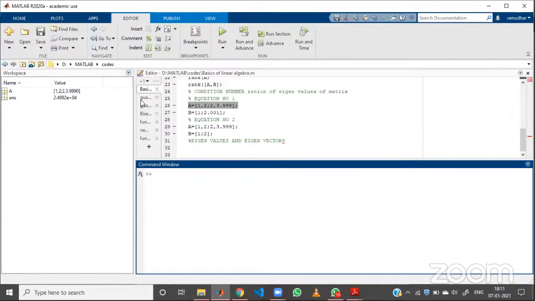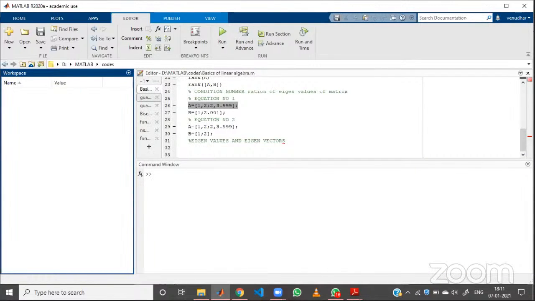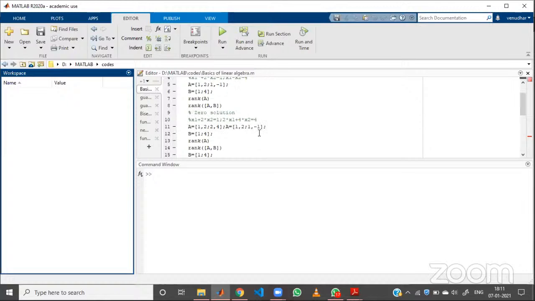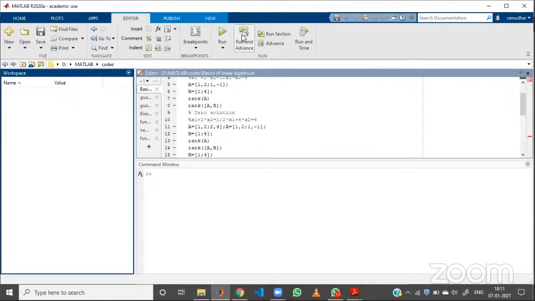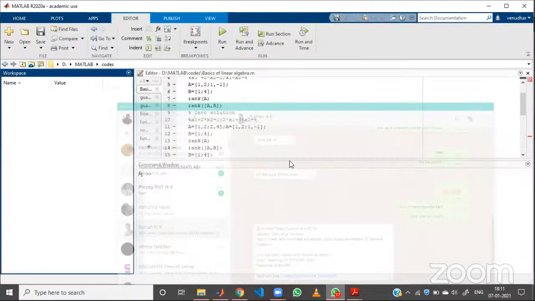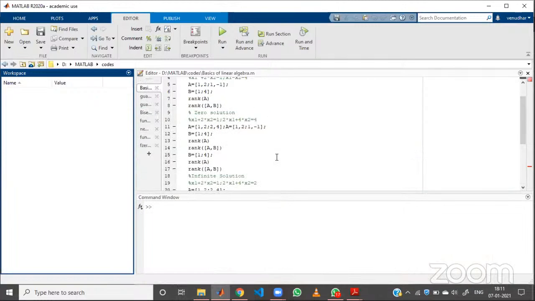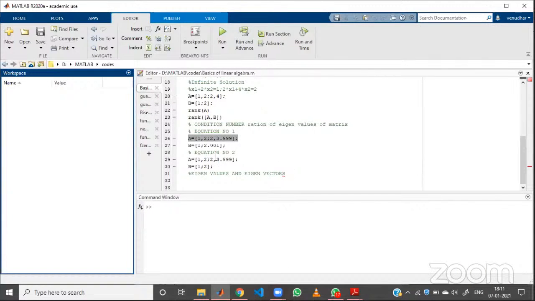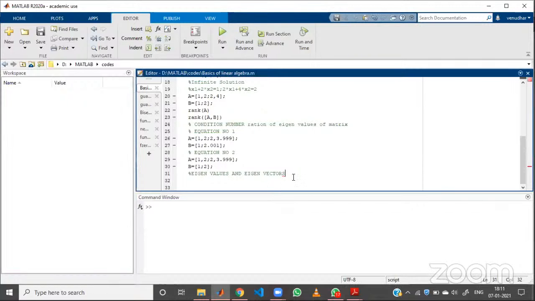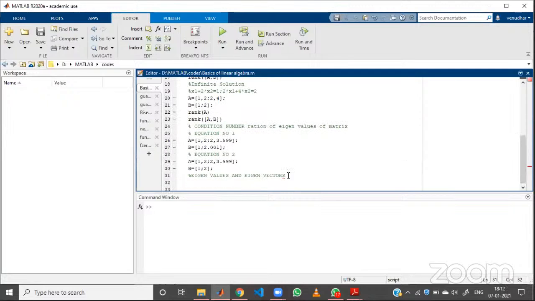So this much is clear. If you have any doubt, you can ask. I am just showing. If you have any doubts, you can ask. I think up to this everything is clear.